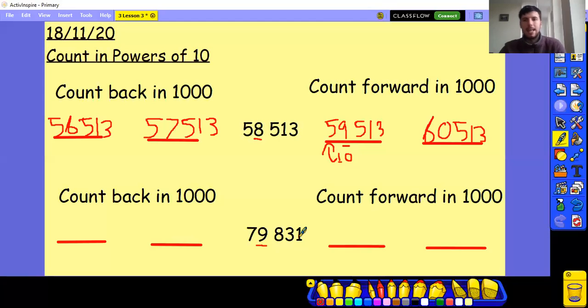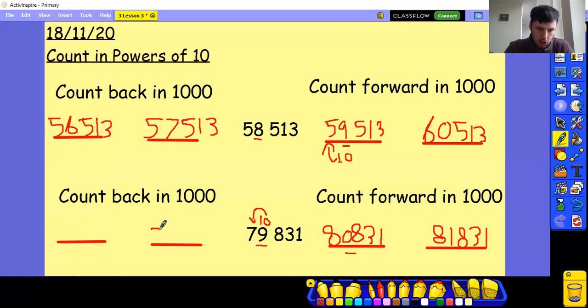Right, okay, let's go through it together, shall we? So we got a 9. Now obviously that can't become a 10. So what I have to do is carry it over to the next column. So that 1, and then the 7 becomes an 8. So it's going to be 80,831. Then the next one is going to be 81,831. Well done if you got that.